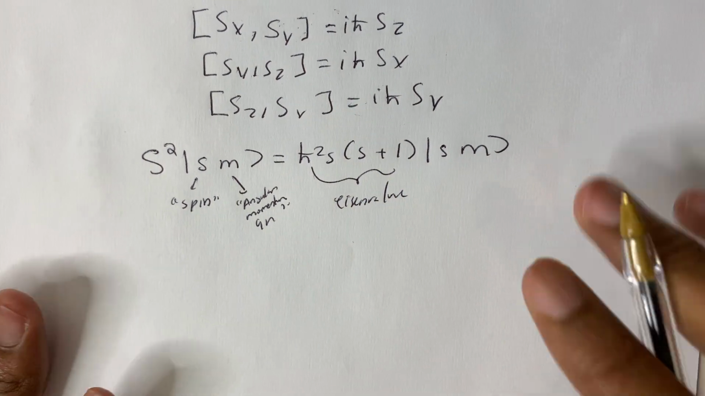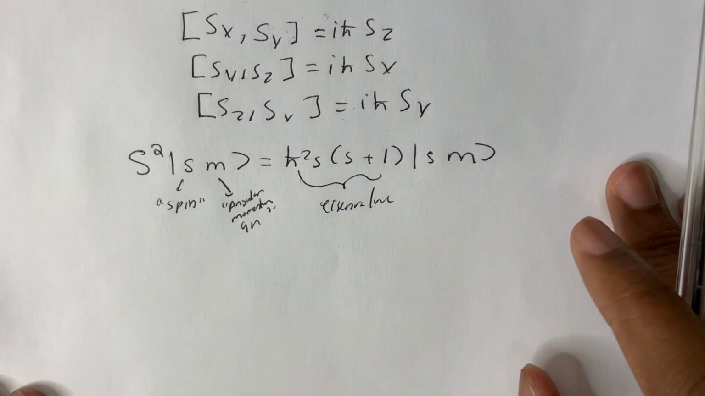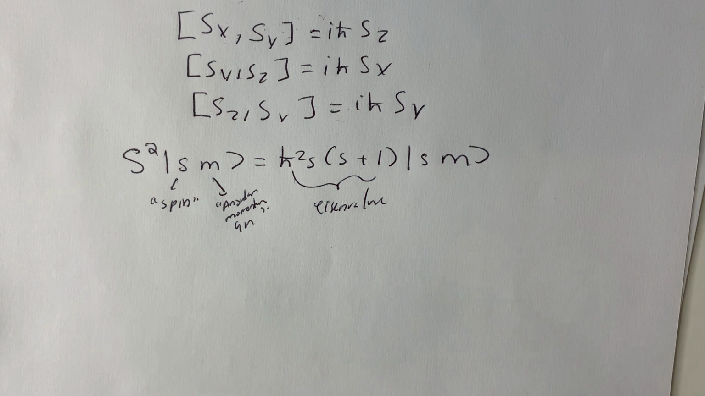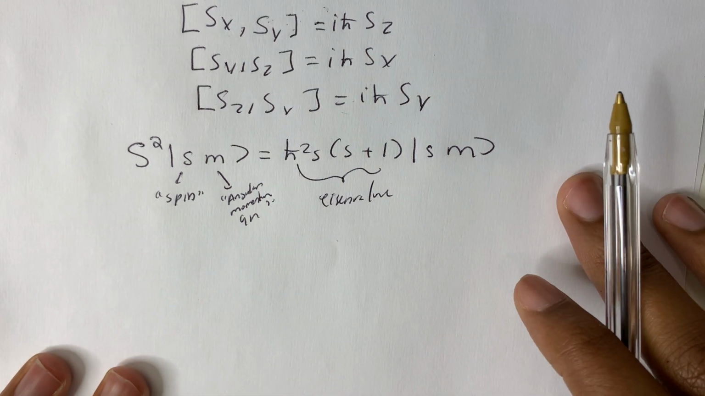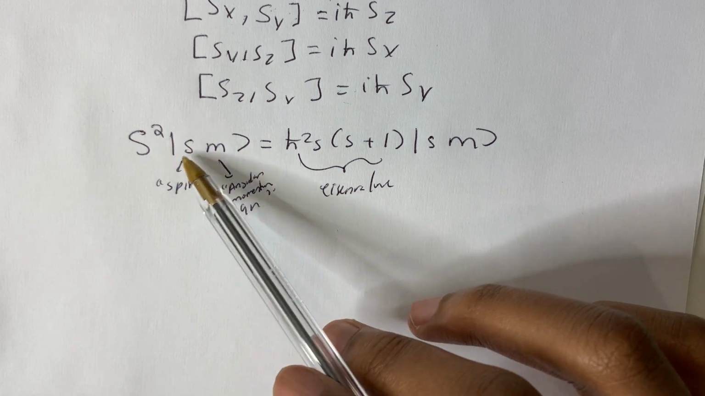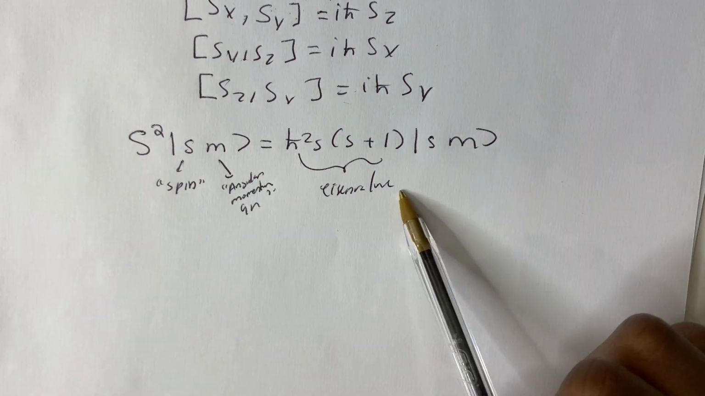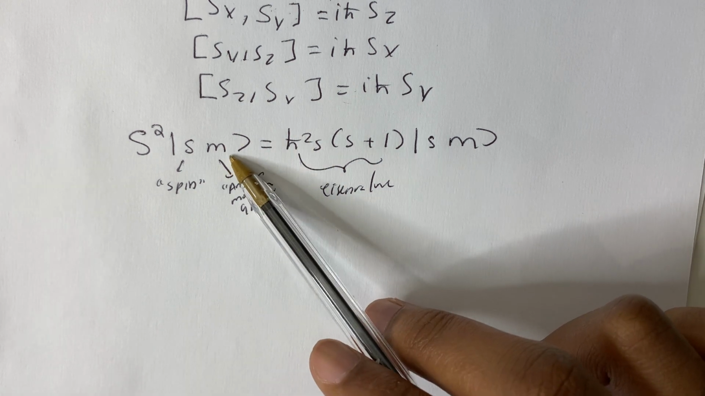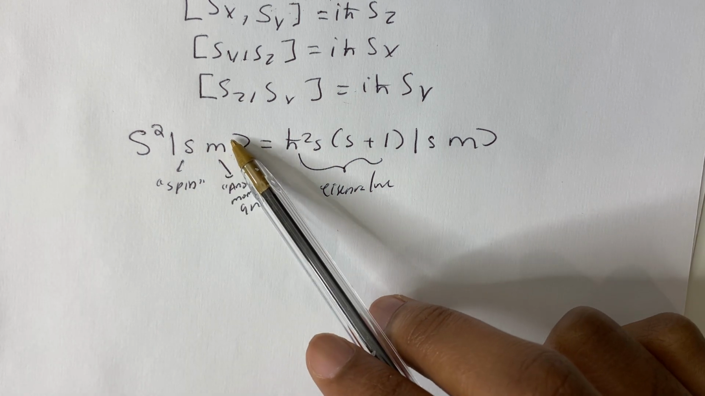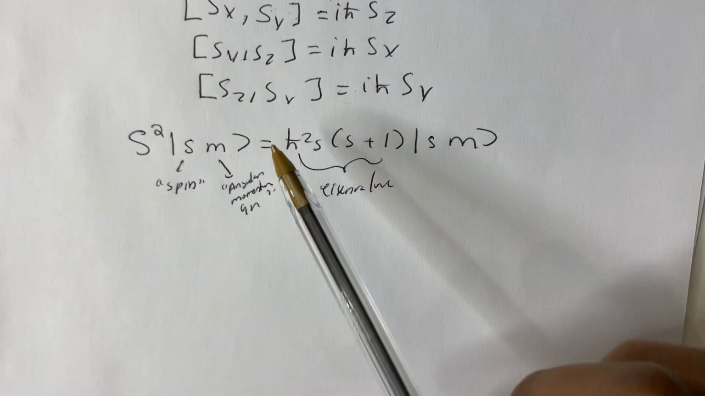Again, we haven't talked about what this S squared or Sx or Sy or Sz means. All we're doing is defining how they interact, and from there we can talk about the physical significance of each of these operators. Now, something interesting here is that in this state, we have s and we have m. So what does this state really mean? Well, m is the angular momentum quantum number, and it's of course associated with angular momentum. But s is said to be the spin quantum number.